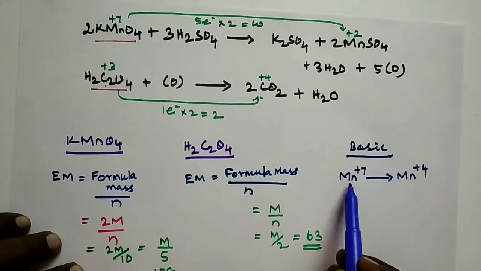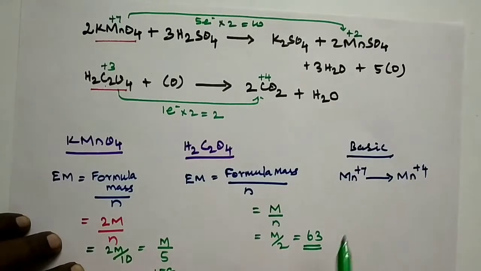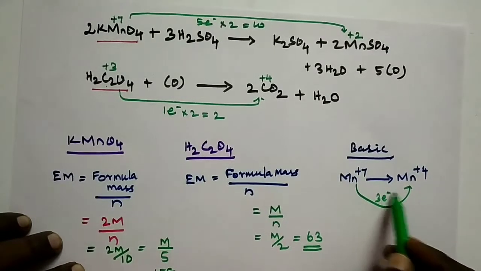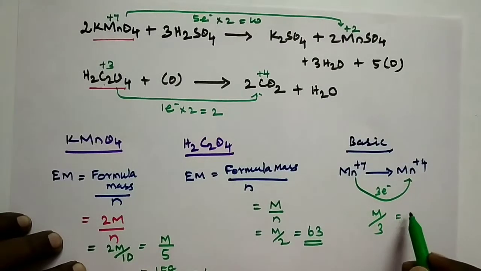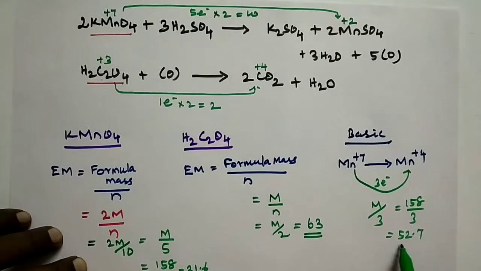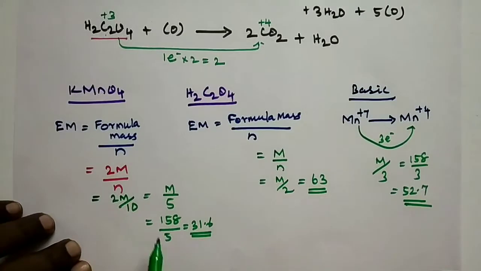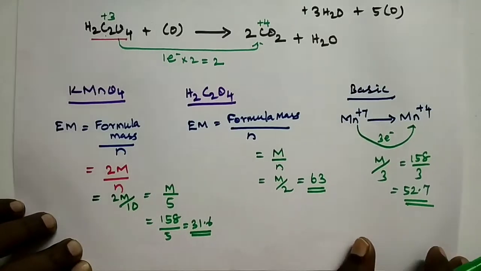But in basic condition, plus 7 to plus 4. It is reduced from plus 7 to plus 4. So what is the difference here? Only 3 electrons. So N is equal to 3. So here M by 3, that means 158 by 3, that is equal to 52.7. The equivalent mass of KMnO4 under basic condition is 52.7, under acidic condition is 31.6. The reason is the difference in N. In acidic condition, N is 10. In basic condition, N is 3. So it exhibits different equivalent masses under acidic and basic conditions. Okay, let's see this example.